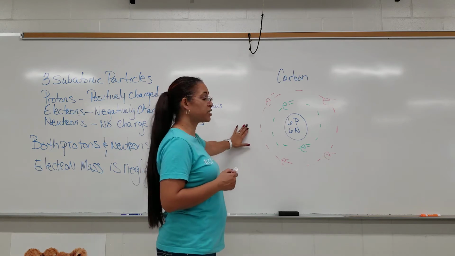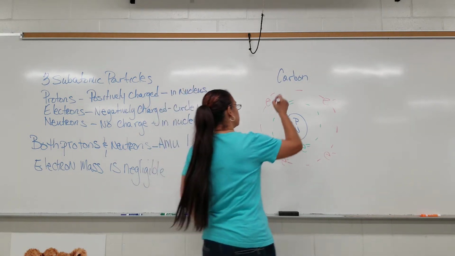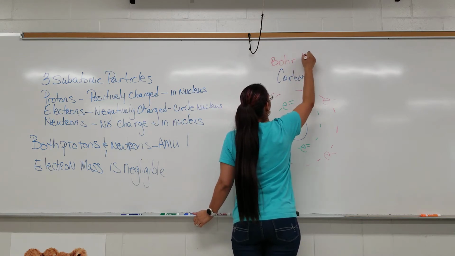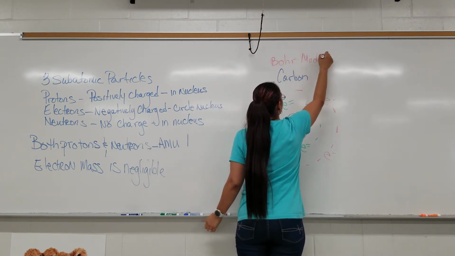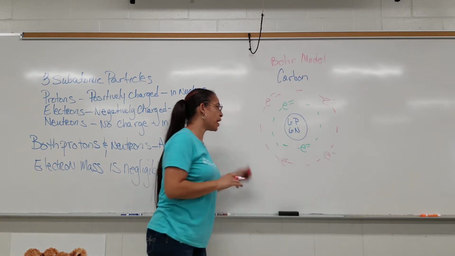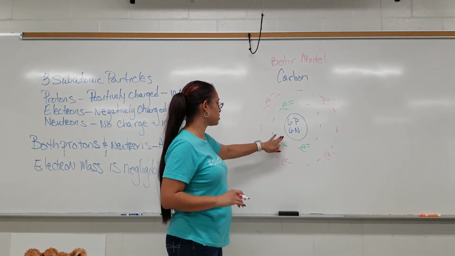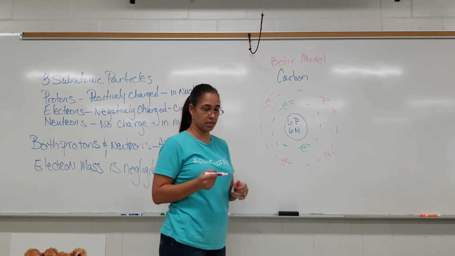Now, this is what is called a Bohr model. So this is the Bohr model for carbon. We're probably going to get into the model names later. Okay? So a Bohr model for carbon shows all of the electrons in the first shell and all of the electrons in the second shell.